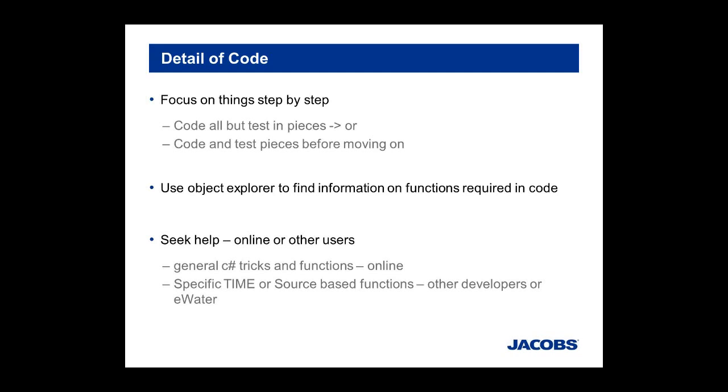A bit of help around this stuff is also to look at the Object Explorer within Visual Studio. So this allows you to look at all the references which Source has access to, to see the most appropriate thing to use to solve a problem you have at that stage. And the other thing is to seek help from others. So there's lots of general .NET and C# tips and tricks online, and specific time and Source-based functions can be found by talking to other developers or with eWater themselves.